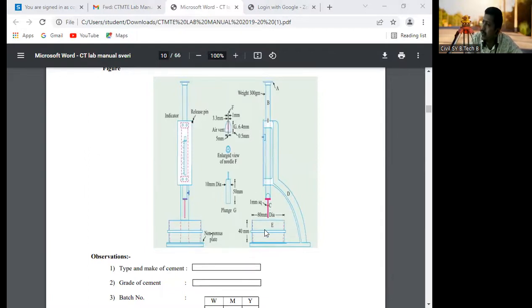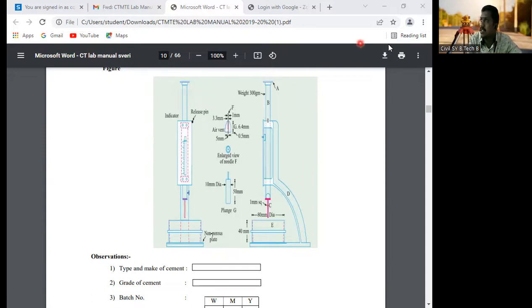You are going to fill the mold within 3 to 5 minutes, and then you are going to apply your initial setting time needle at this particular point. I will use the pointer. You are going to apply your initial setting time needle at this particular point, and then you are going to release it. But at what time you have to release this initial setting time needle?